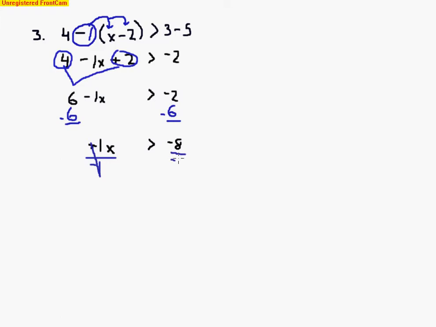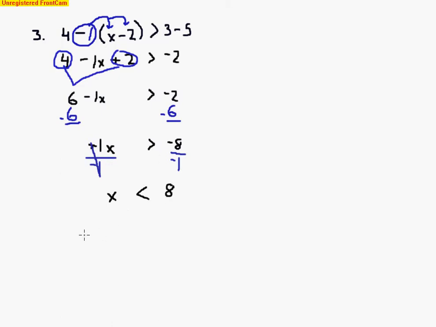So we're going to cancel out this negative 1 by multiplying, or dividing in this case, by negative 1. And when we multiply or divide by a negative, like the examples I showed you in day 20, the bigger numbers become smaller, the smaller numbers become bigger. And that's why we switch that inequality sign around. So now it's x is less than positive 8.